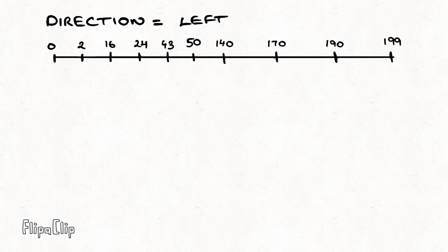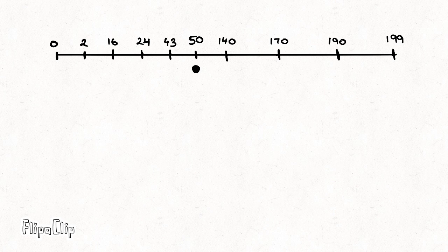In scan and look algorithms, the direction of movement comes into play. The direction of movement is the direction in which we should move our head until we reach the end. So in the scan algorithm, which is also known as the elevator algorithm, when we start from 50 and suppose the direction of movement is left, I will go from 50 all the way to 0 while satisfying all the requests on the way, which are 43, 24, 16 and 2. When it reaches 0, the direction of movement reverses and changes to right.